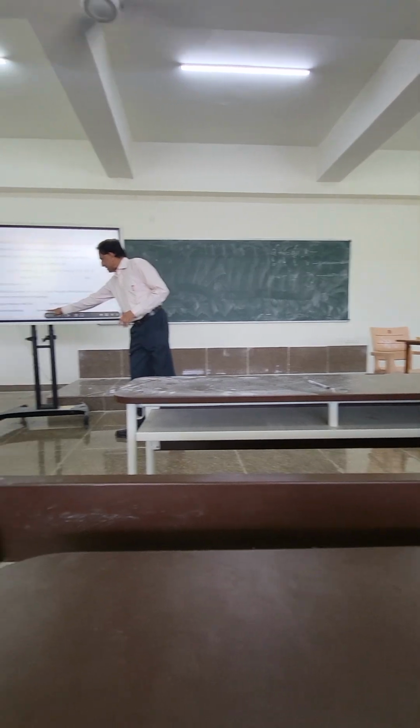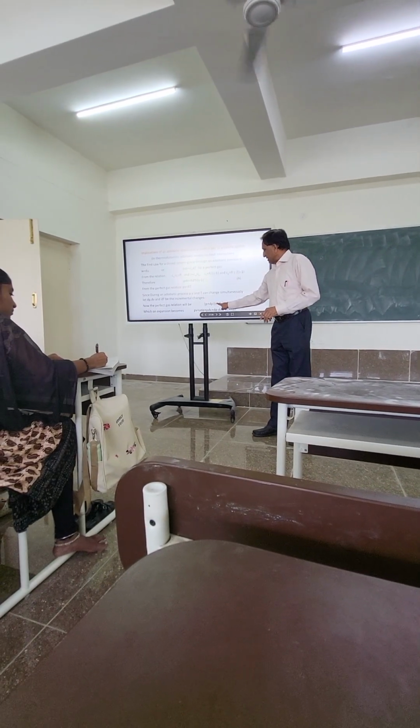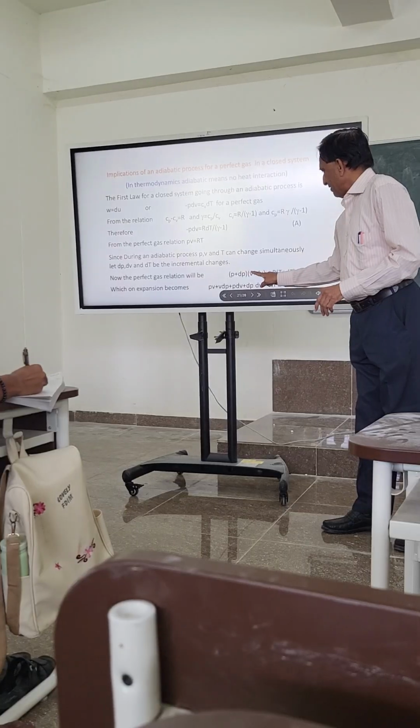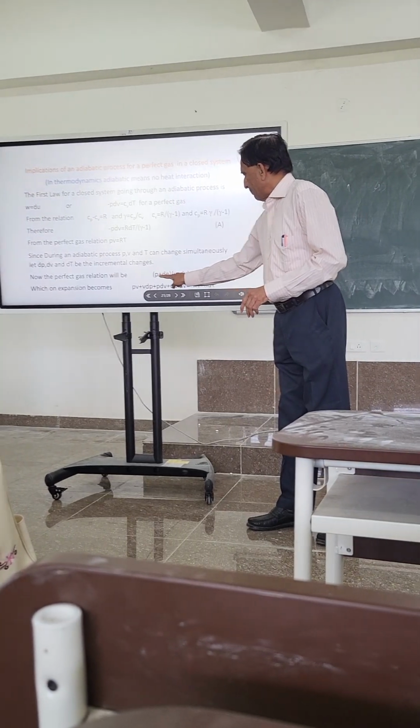So this is what it is. So this will be P times dV, then P times dV, then P times dV.